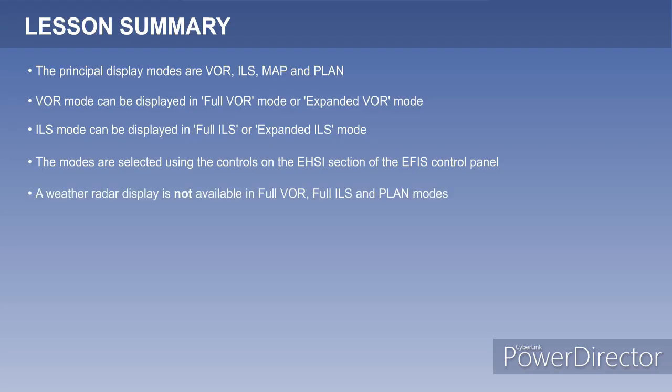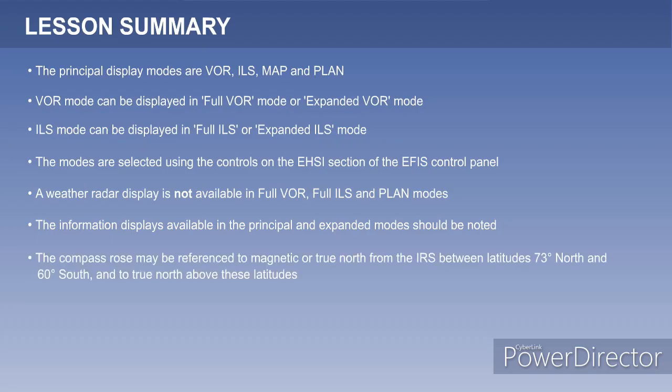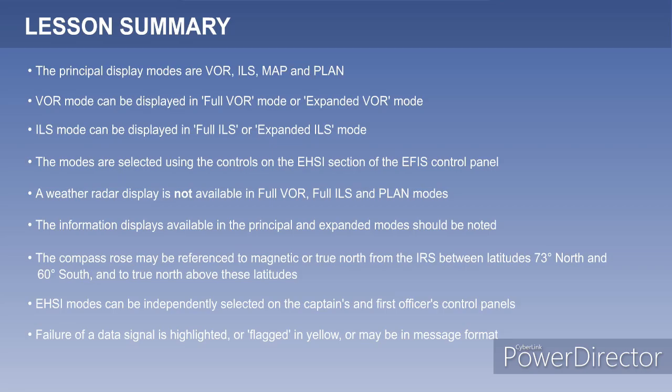A weather radar display is not available in full VOR, full ILS and Plan modes. The information displays available in the principal and expanded modes should be noted. The compass rose may be referenced to magnetic or true north from the IRS between latitudes 73 degrees north and 60 degrees south, and to true north above these latitudes. EHSI modes can be independently selected on the captain's and co-pilot's control panels. Failure of a data signal is highlighted or flagged in yellow or maybe in message format. The common symbols should be noted.